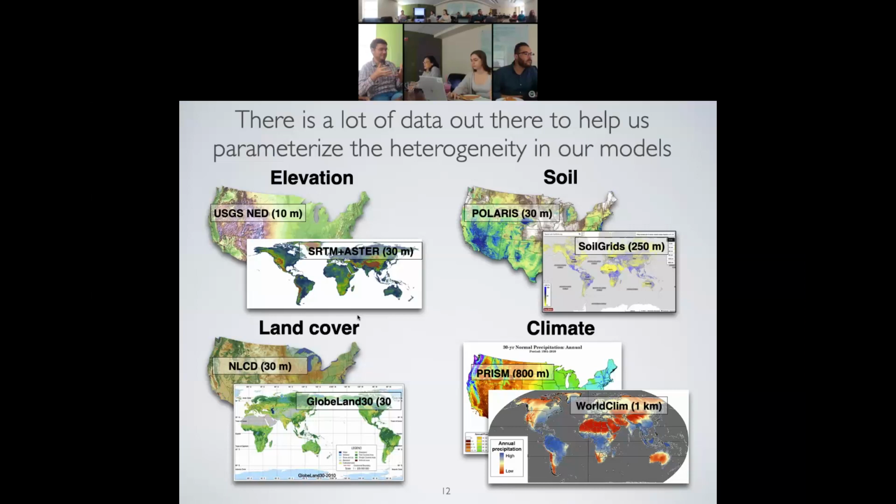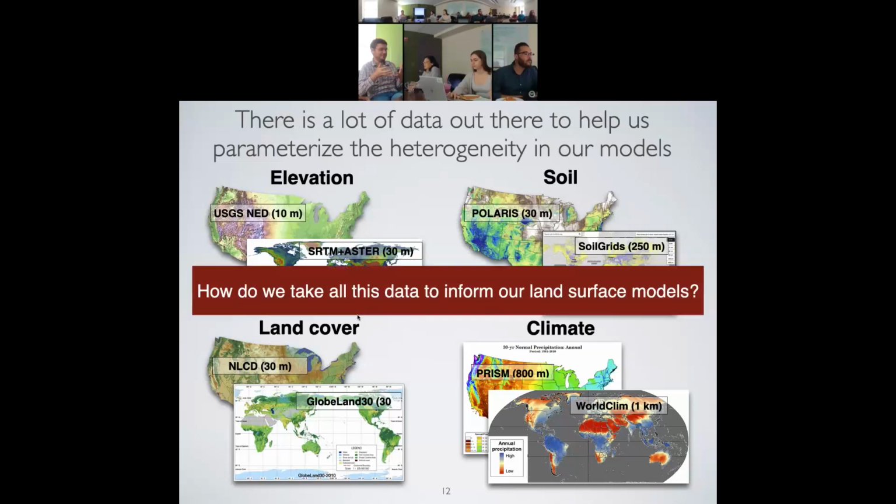And then climate, that's more about whether you can come up with microclimates, more like a spatial interpolation leveraging different data sets. But the main point is, how do we take this data, which tells us where the riparian zones are, where the uplands and lowlands are, and leverage it to inform the subgrid problem within our land surface models?